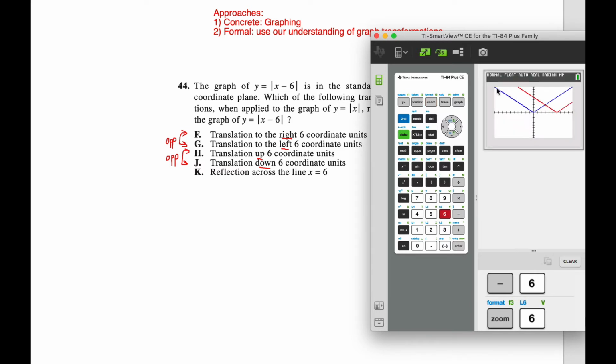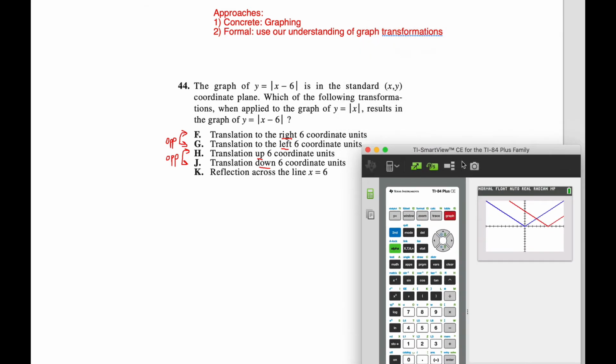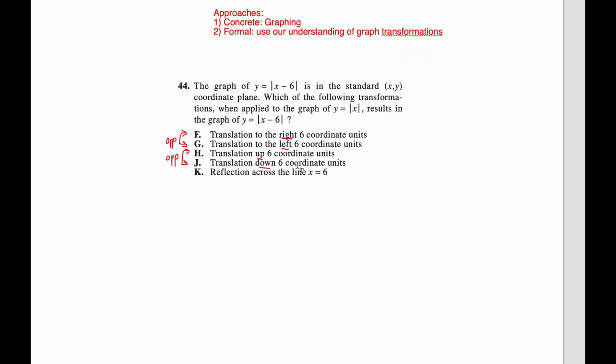Okay, and we see that the first graph is the blue one. We can go back and see the blue line is for the absolute value of x, and the red one is the x minus 6 one. The question was asking which transformation applied to the blue one results in the red one. And we can see that relative to the blue one, the red one has shifted over to the right. So we've gone 1, 2, 3, 4, 5, 6 units over to the right. So the correct answer here is translation to the right, 6 coordinate units.